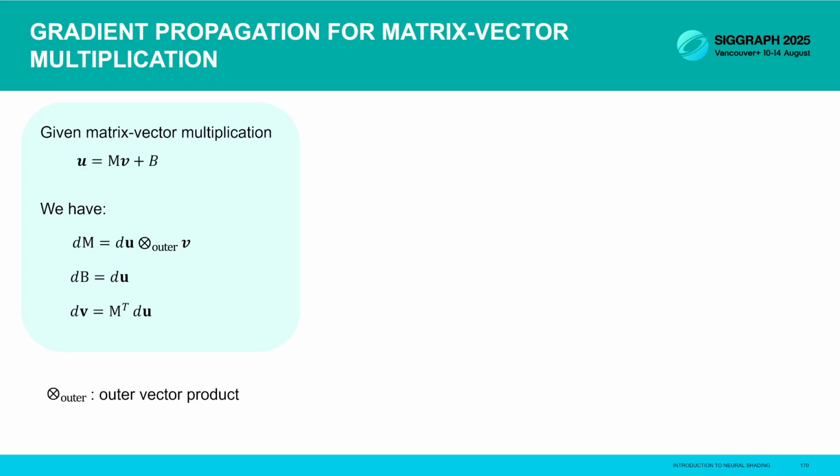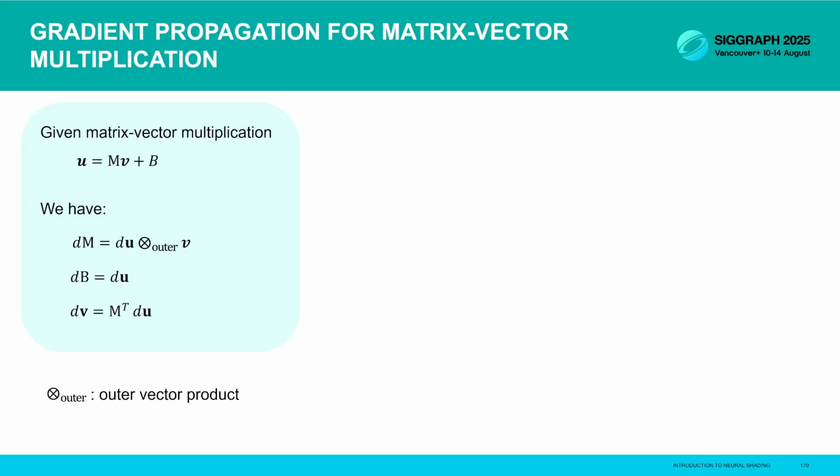Since the eval function is essentially computing a matrix vector computation, we will simply follow the mathematical rules to derive it. These are the math details that you don't have to understand right now, and we will just use the conclusion here. Given an MMA computation, U equals MV plus B, where M is the weights matrix, B is the bias vector, V is the input vector, and U is the output vector, the equations for computing dM, dB, dV, and dU are given here.